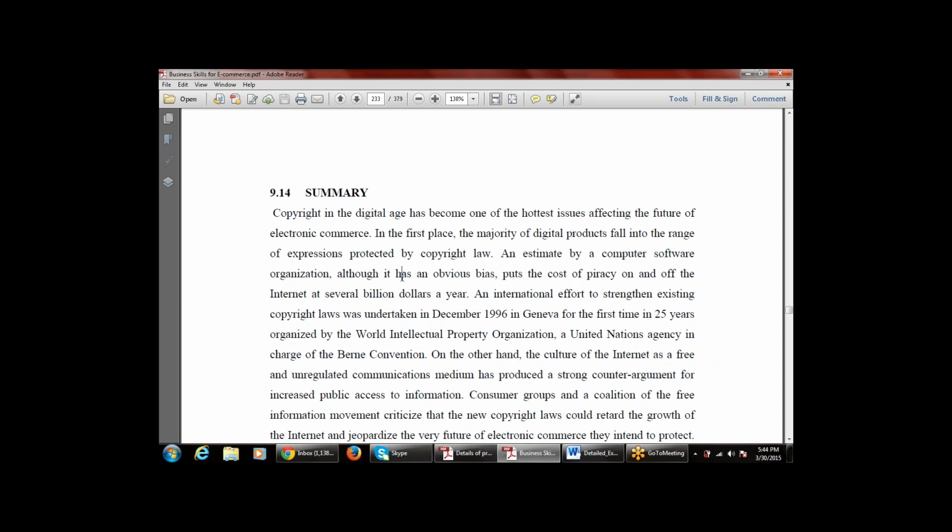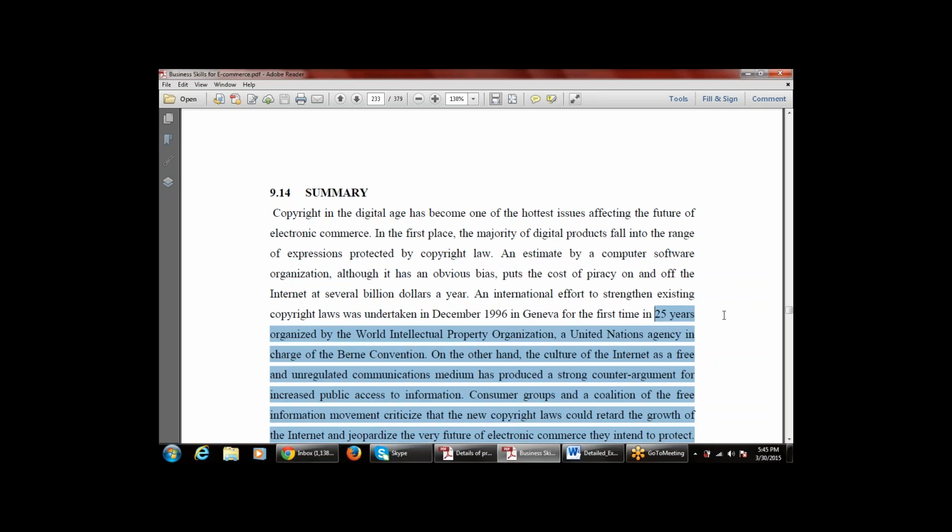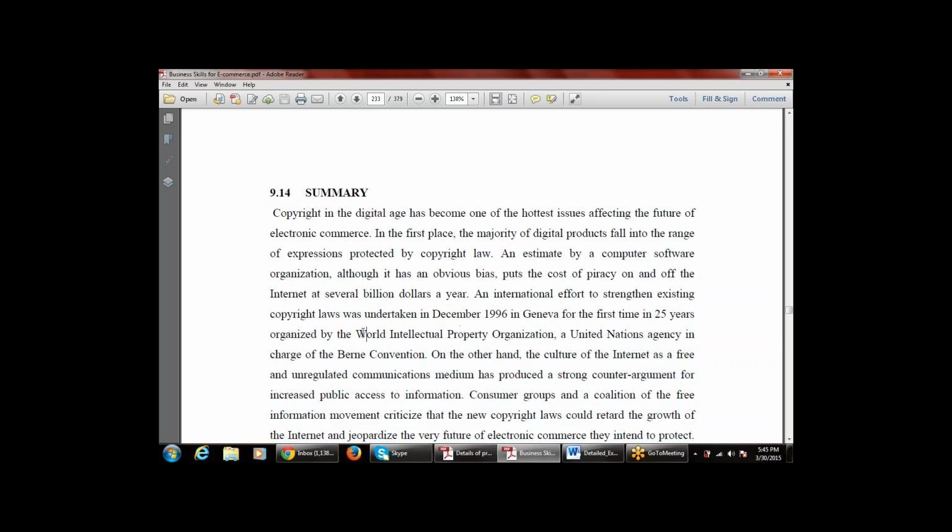So this is just a summary, that is, whenever there is an estimate by the computer software that makes a piracy on and off whenever there is a usage of the internet. An international effort to strengthen the existing copyright was undertaken in December 1996 in Geneva, for the first time in 25 years, organized by the World Intellectual Property Organization.